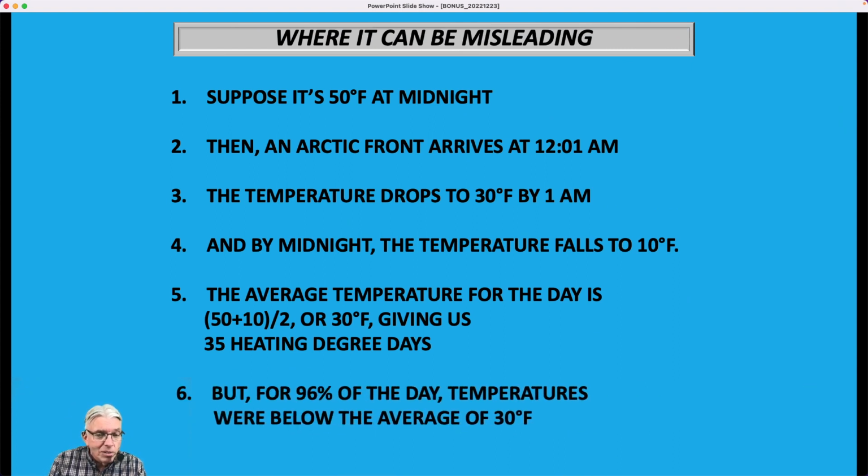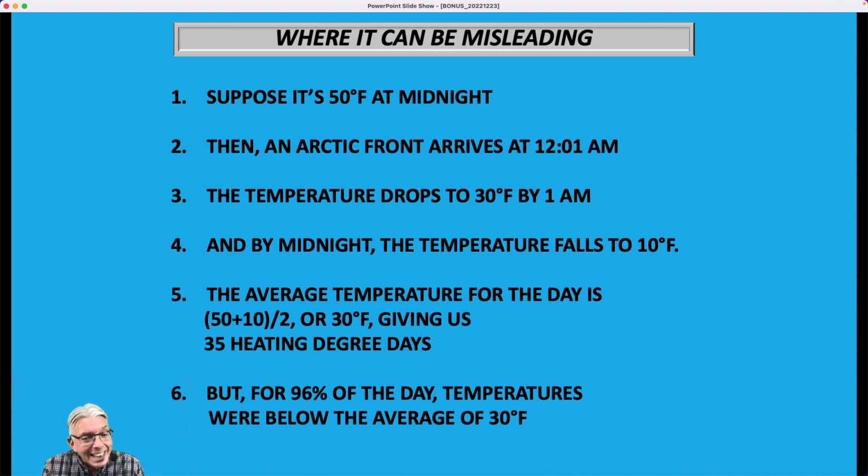However, I would argue that for 96% of the day, for 23 out of the 24 hours, temperatures were below the average of 30. So that average of 30 really didn't tell you how much energy was likely to be consumed on that day or needed to be produced, because that high temperature only took place for a fraction of the day and the rest of it was bitterly cold.